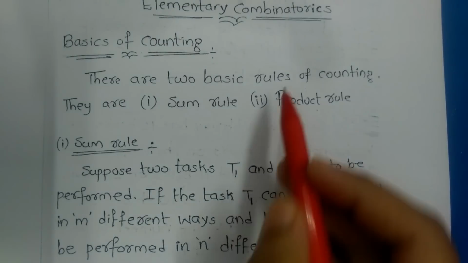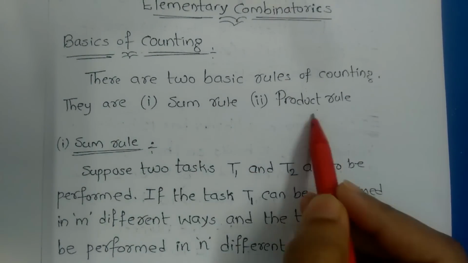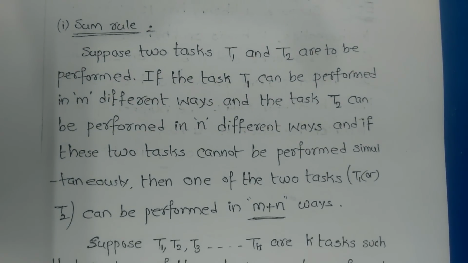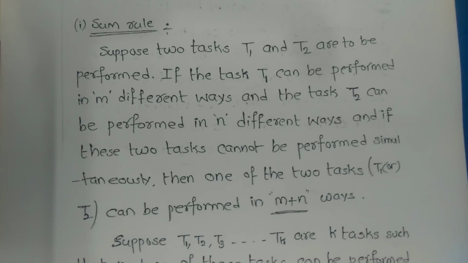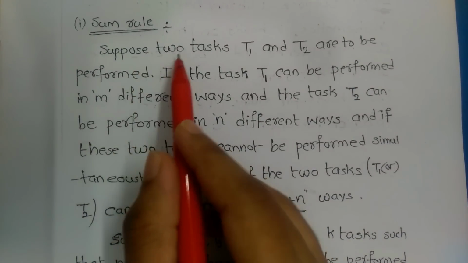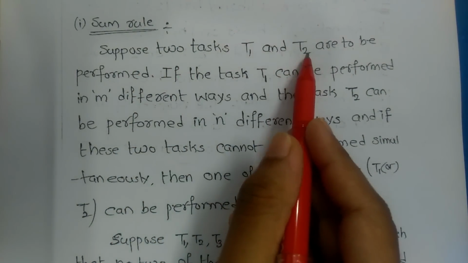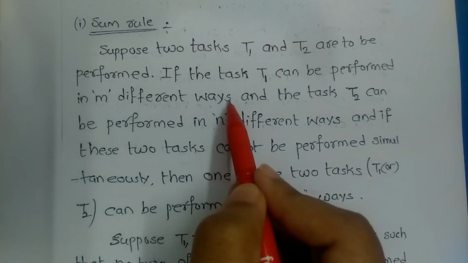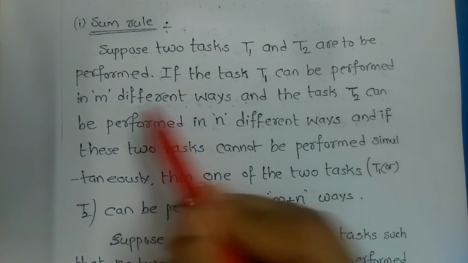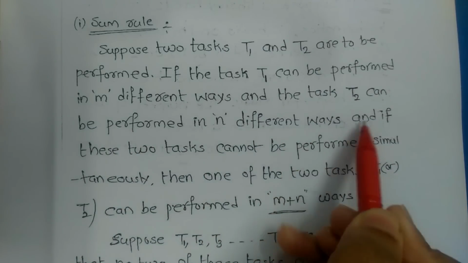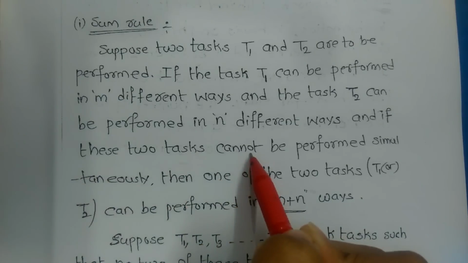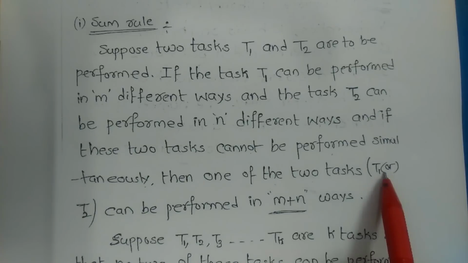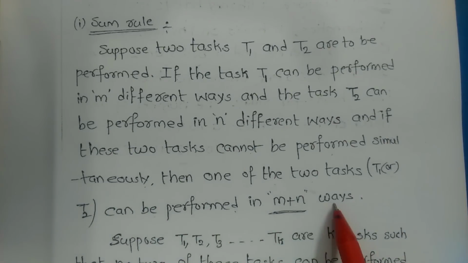There are two basic rules of counting: the sum rule and the product rule. First, let's discuss the sum rule. Sum rule means suppose two tasks, T1 and T2, are to be performed. If task T1 can be performed in m different ways and task T2 can be performed in n different ways, and if these two tasks cannot be performed simultaneously, then one of the two tasks, T1 or T2, can be performed in m plus n ways.